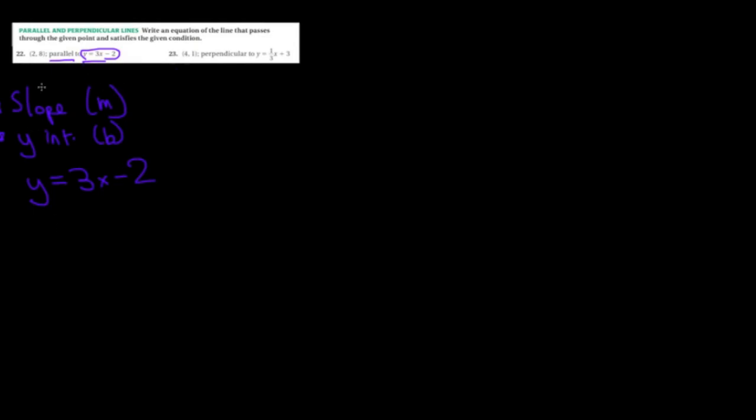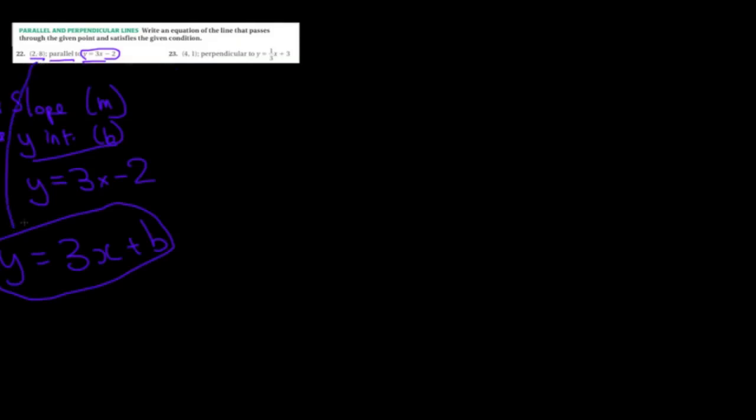3, right? So we know right off the top of our heads that our new line is gonna be y equals 3x plus b. This is what we know right up front. Now we need to plug in to find our b. They've conveniently given us a coordinate, so we're gonna plug this back in here and solve for b.